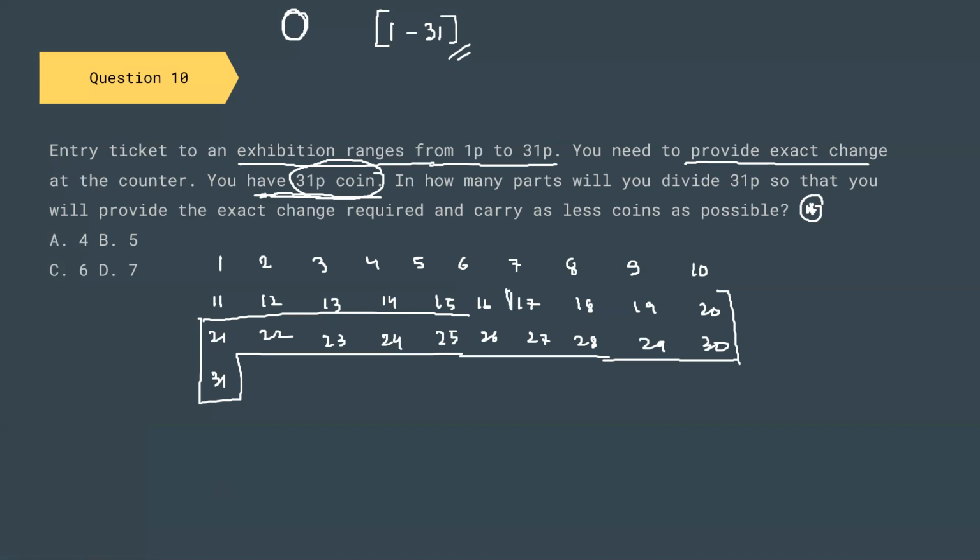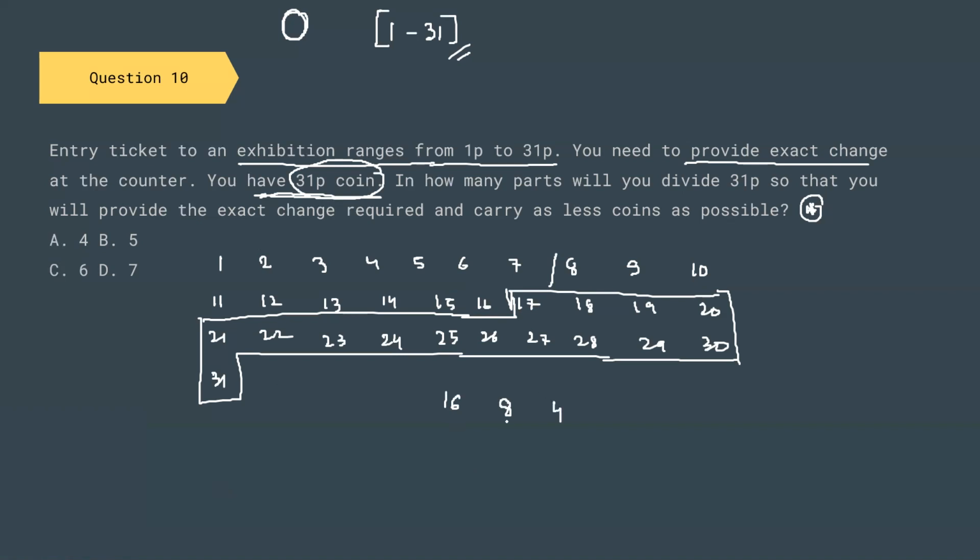We can say that first we can have a 16 paisa coin, and then again we can divide it in half. Then we will have an 8 paisa coin. Then we can divide this again.